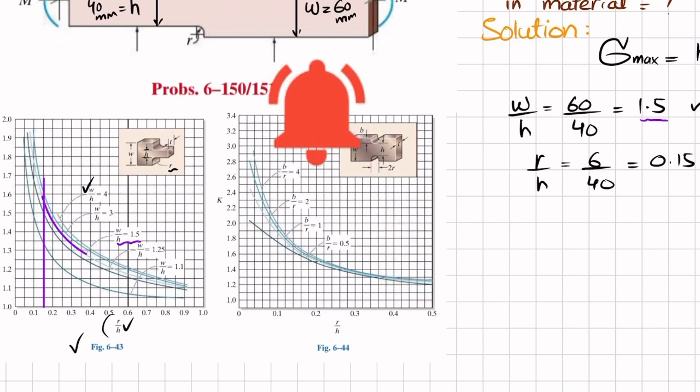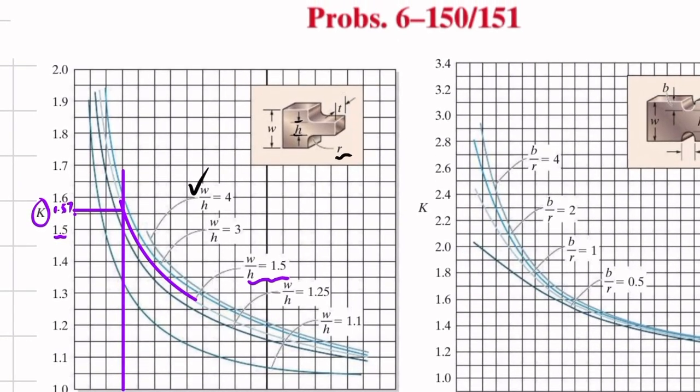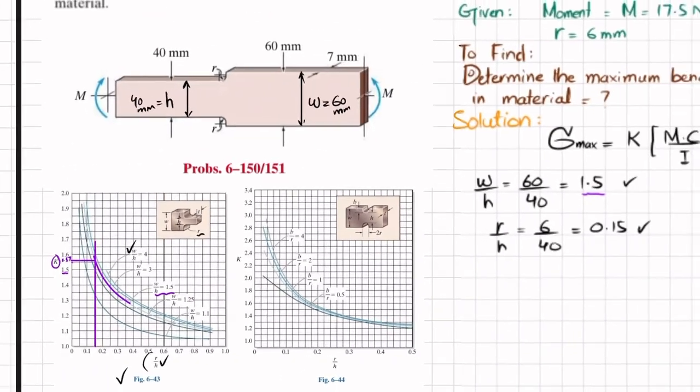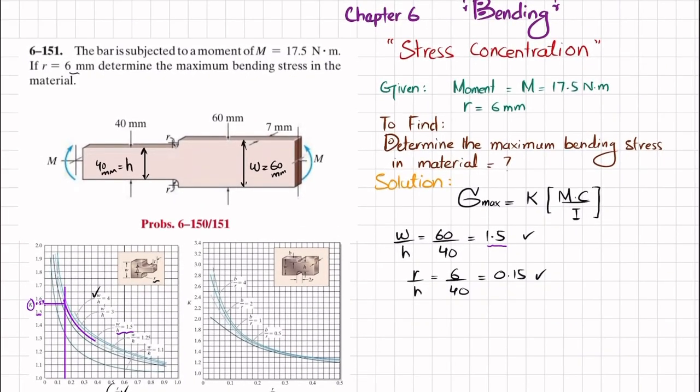Clear? So you can see these two points intersect at this line. So if I draw a horizontal line from here, this is 1.5, this will be 1.55, and this will be 1.57, which is the value of K. So from here we will take the value of K. So let me write it over here, from figure 6-43. We get this K, which is the stress concentration factor, and that is equal to 1.57.